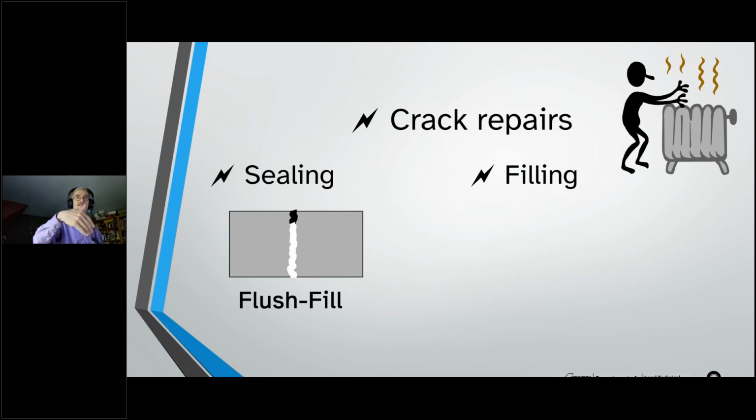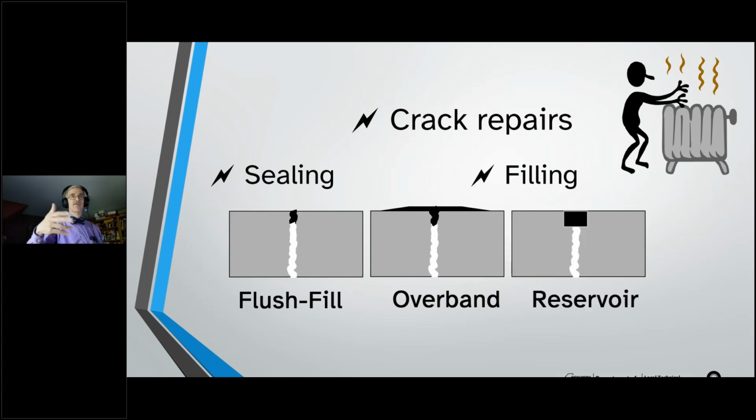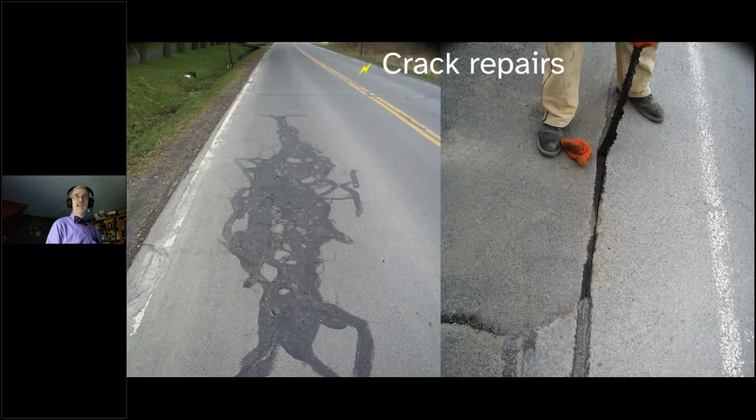Do you just flush fill? Do you do some overbanding, but you're going to be worried about the snowplow? Or do you actually bring in a router or a saw and you make a reservoir? For sealing, I definitely like having a reservoir for the material. If you're going to overband, just make sure it's not too thick, otherwise the plow can go over the top of it. The biggest thing with crack repairs is pick good candidates, not the one on the left, and do it properly, not the one on the right.